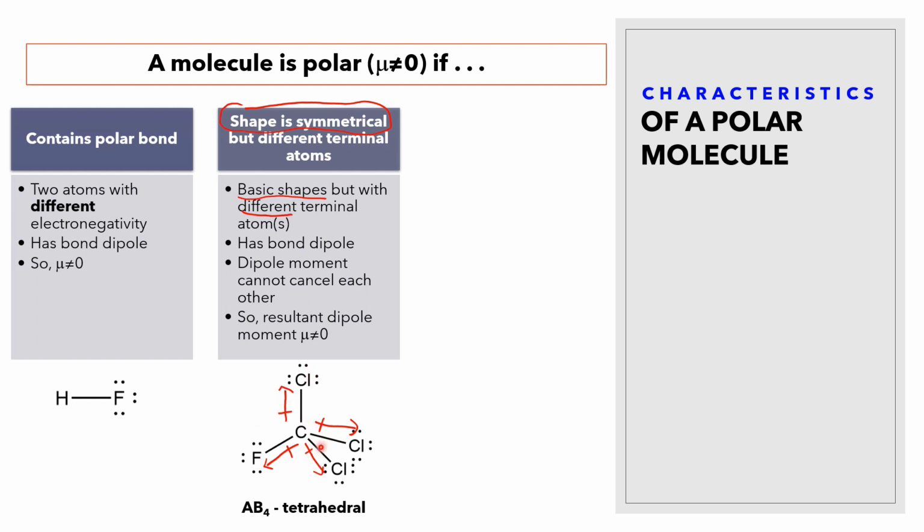Cancel out tu macam kita tolak kan. Tolak, 3 tolak dengan 3 dapat kosong for example. Okay, so tak boleh simply tolak, tak boleh cancel. Maka that will give rise to the resultant dipole moment as well. So resultant dipole moment is not equals to 0. So this molecule will be polar as well, walaupun dia adalah basic shapes. So ingat, basic shapes tapi different terminal atoms. Okay, different terminal atoms. Yang ni berbeza. Okay, 3 ni sama. Maka they will be classified sebagai polar molecule.